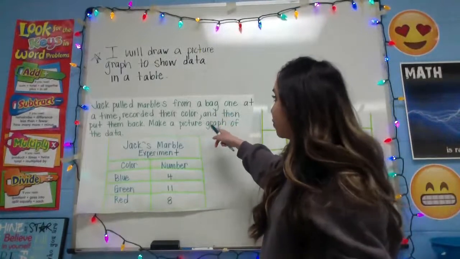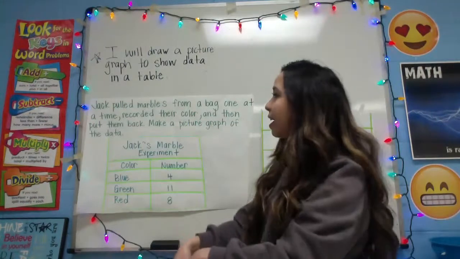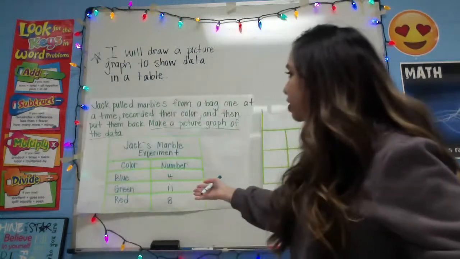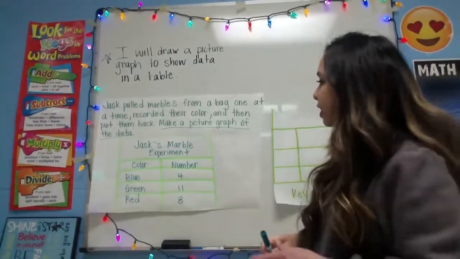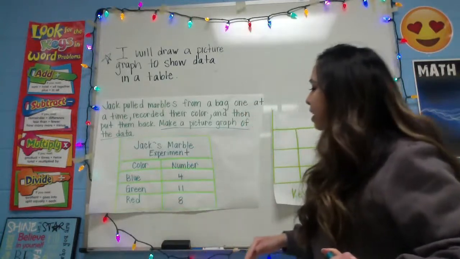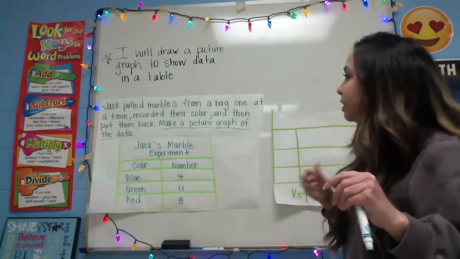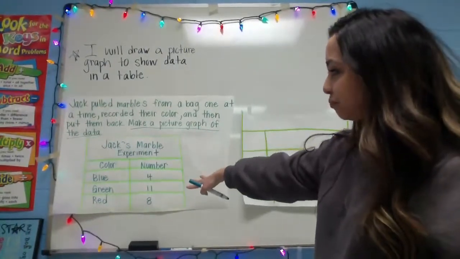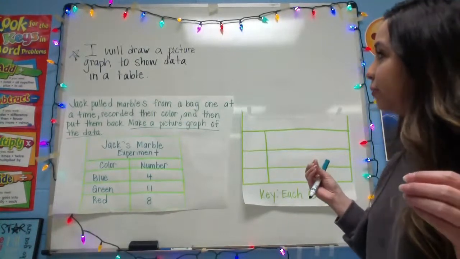Jack pulled marbles from a bag one at a time, recorded their color, and then put them back. Make a pictograph of the data of this information. So here is the table of Jack's marble experiment. Here are all of the colors of the marbles, blue, green, and red. And here are all of the marbles for each color that he picked from a bag. So now we're going to take the information about Jack's marble experiment and make it into a picture graph.